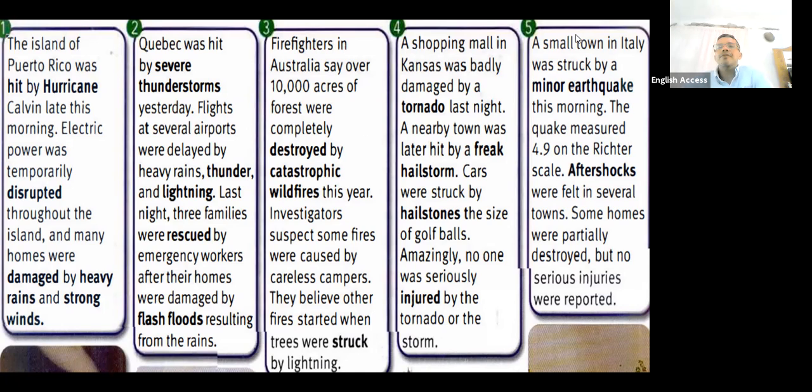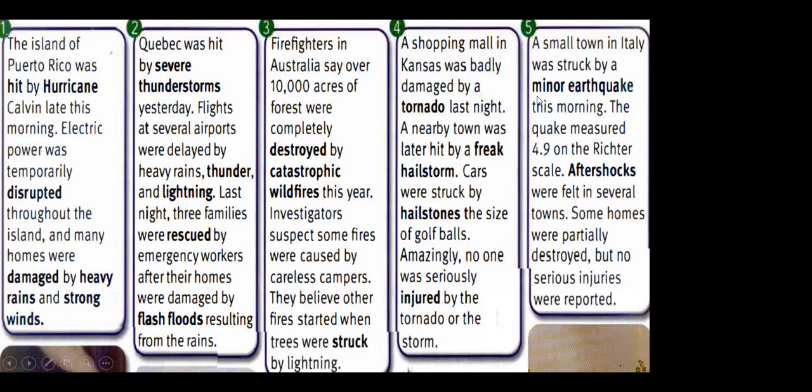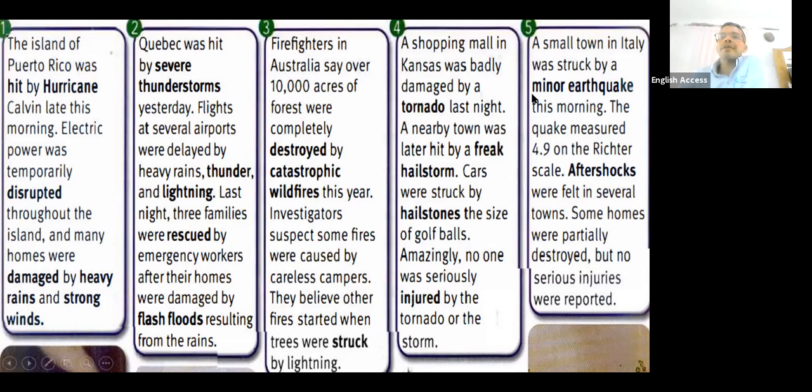Any volunteer for number 5? Me, teacher. Maru, please go ahead. You're a reporter, small town.